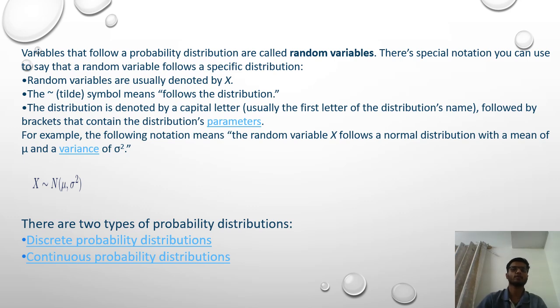For example, the following notation means the random variable X follows the normal distribution with a mean of mu and a variance of sigma squared. That is, X ~ N(mu, sigma squared). There are two types of probability distributions. One is discrete probability distribution and the other is continuous probability distribution.